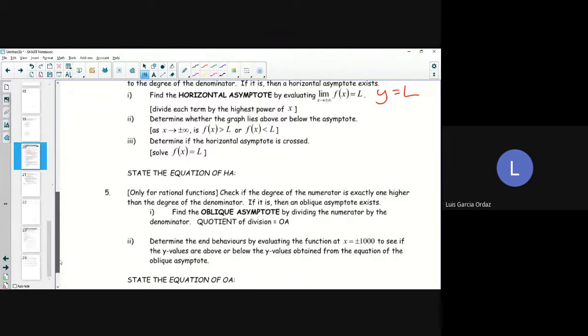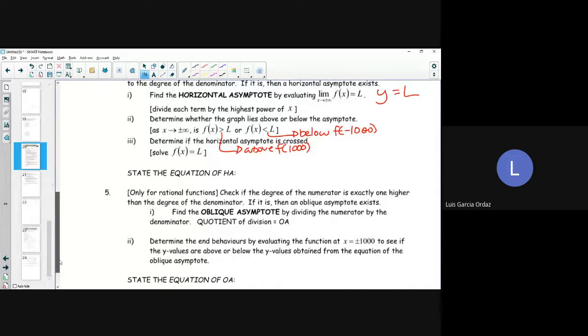So we're going to divide each term by the highest power of x. Determine whether the graph lies above or below the asymptote. For example, as x approaches positive infinity, if f of x is greater than L, that means the graph comes from above. So we would evaluate at a very high x value, so f at 1,000. And if f of x is less than L, meaning that it comes from below, we evaluate f at negative 1,000.